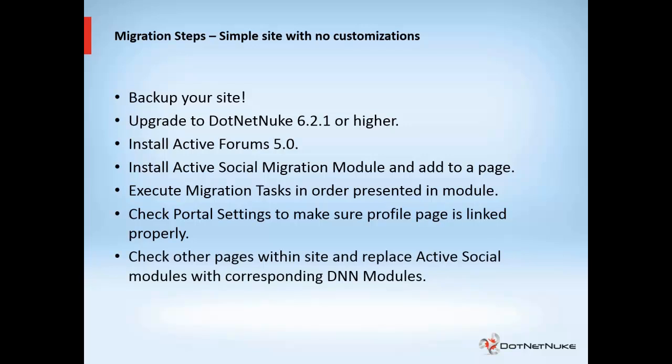Then what you want to do is go through your site and check other pages within the site and replace Active Social modules with the corresponding DNN modules. This should be pretty straightforward because we try to keep the names pretty similar. So in Active Social, where you had the journal, you would want to put the journal on the page. You'll see it in the module drop-down. It'll say just journal.